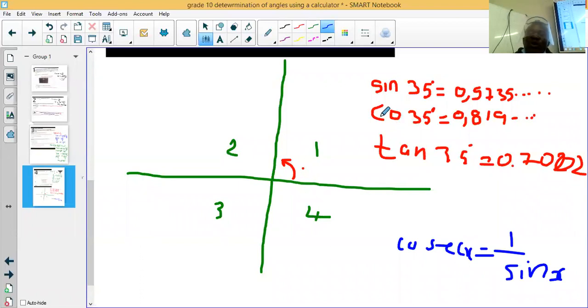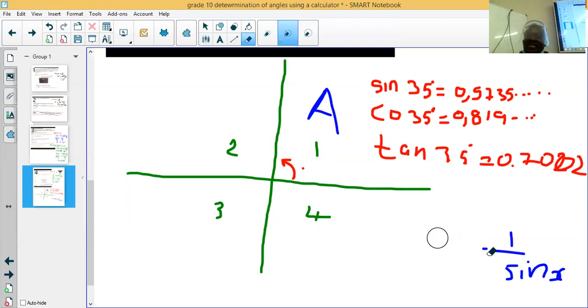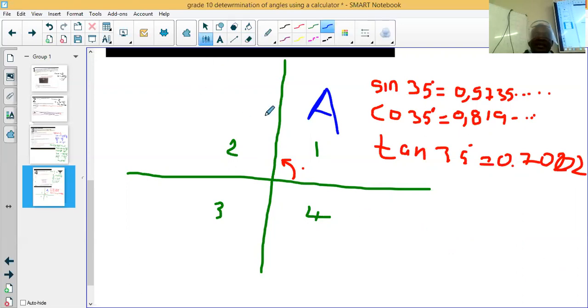Now, you all realize that in the first quadrant, all trig ratios are positive. All of them, right? All of them are positive. Now, let us go on to the second quadrant. On the second quadrant, just give me any angle there. An angle that is greater than 90 but less than 180.